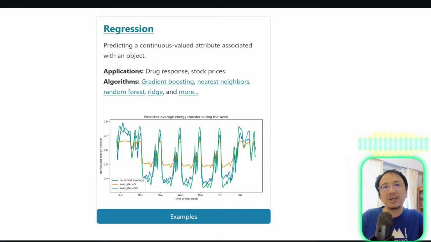real numbers or some vectors. So for example, if we want to categorize the weather of the day into a sunny day, rainy day, or cloudy day, this is classification. But if we want to predict the temperature, like the highest, median, or lowest temperature of a day, then that is regression. Because temperature is a number, you can have 25 degrees, 26 degrees, 25.5 degrees. It is a continuous number.